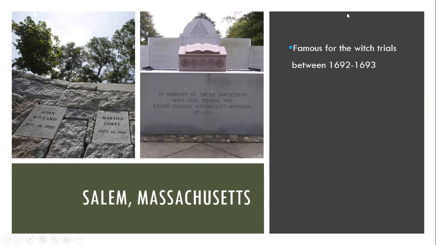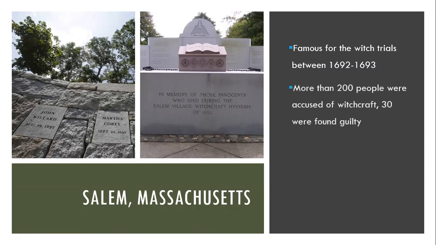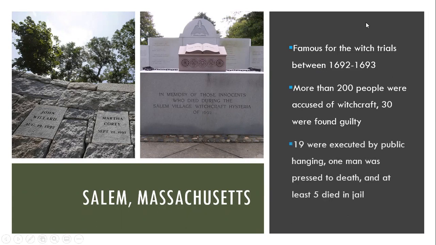Let me get rid of this for now. Famous for the witch trials, it says. And so over 200 people were accused of witchcraft and 30 were found guilty. So, I mean, it doesn't matter if they were pagans or whatever they might have been. Of course, they didn't deserve to die. But late 1600s, that's the way people thought. And so 19 people were executed in public by hanging. One person who was a man, it wasn't always women either. One man was pressed to death, like squished, and at least 5 people died in jail.